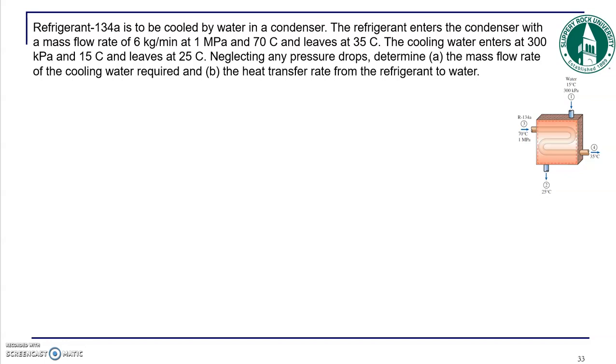Hello everyone, today we want to do an example on heat exchangers. So we have R134A to be cooled by water in a condenser. You can see on the right picture, water is entering the heat exchanger with a temperature of 15 degrees Celsius and leaving the system with a temperature of 25 degrees Celsius, and R134A entering with 70 degrees Celsius and leaving at basically 35 degrees Celsius.